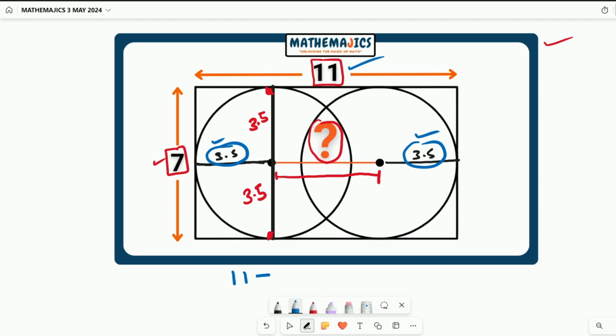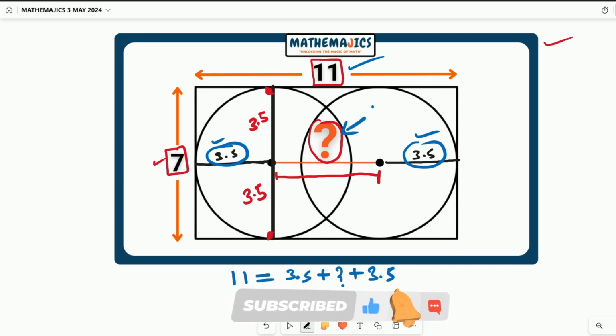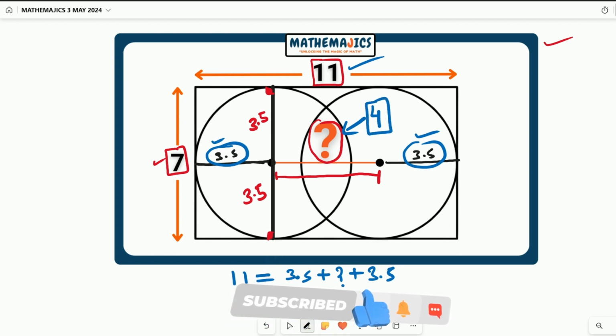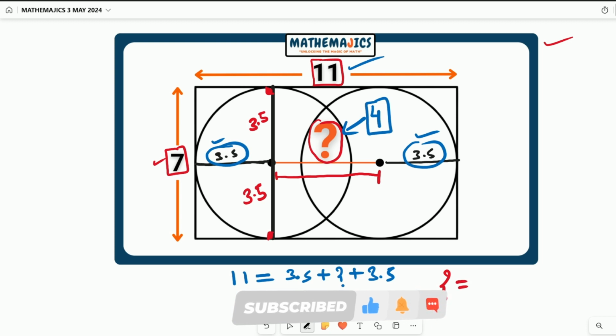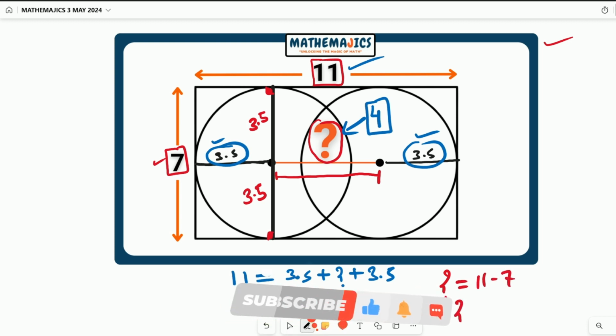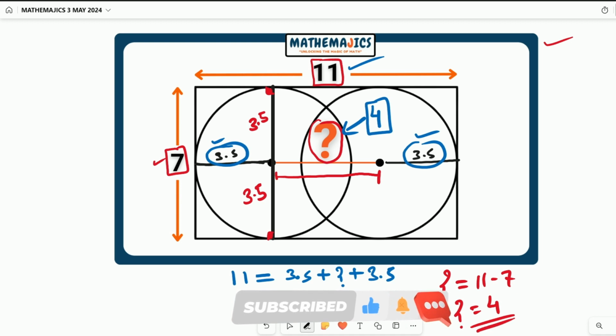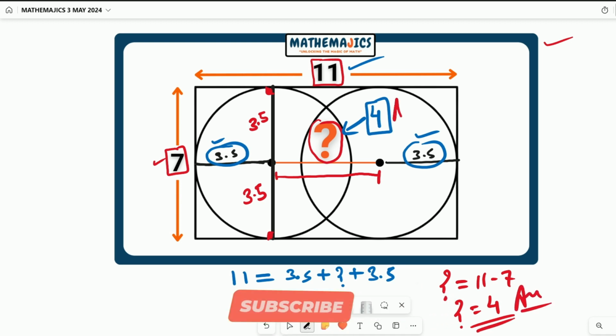Or you can say that 11 is nothing but 3.5, that is the radius of one circle, plus question mark, the distance between the centers of the two circles, plus 3.5. Correct? So that means this distance between the centers will turn out to be 4. This question mark, the distance between the centers, will be 11 minus 7, which equals 4. This will be our final answer. Yes, the distance between the centers of the two circles is 4.